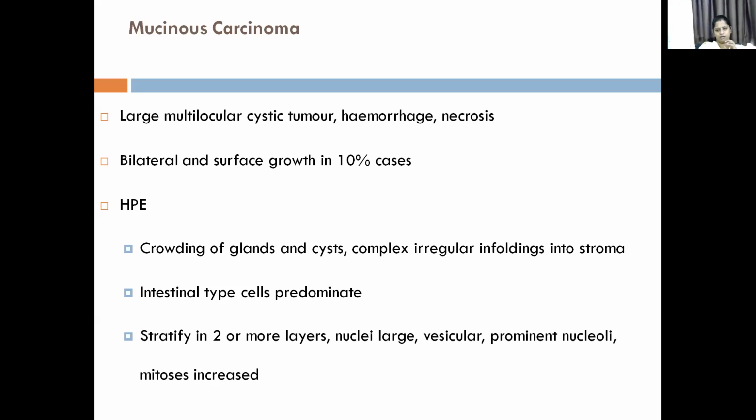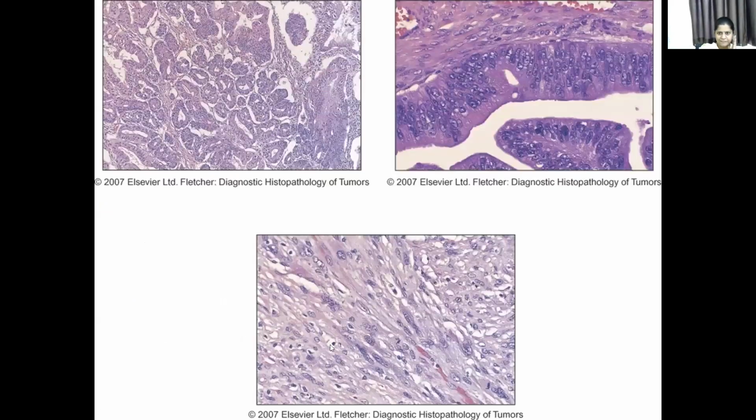Stratification with large vesicular nuclei with prominent nucleoli. See, you are able to appreciate the vesicular nuclei with prominent nucleoli in this particular cell. Vesicular means something that looks empty, a clear nucleus with a prominent nucleolus. It is showing all the features of malignancy. There is diffuse invasion into the stroma. These are malignant epithelial cells seeding the stroma.